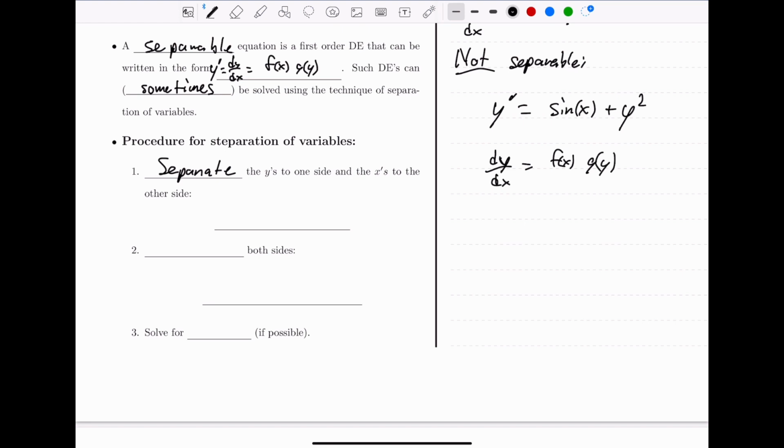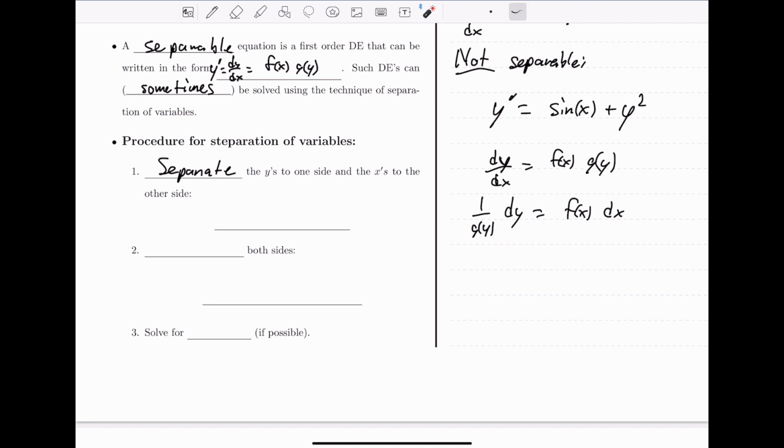The way to separate this out is to move all of the x expressions to one side and move all the y expressions to the other side. We're going to handle this dy dx, the derivative, as if we can split up the notation. We won't work through all the details of why that actually works, but it does in fact work for us to split up the derivative as if it's a fraction. So we can think of multiplying both sides by dx and dividing both sides by g of y. If we do that, we will have 1 over g of y dy equals f of x dx.